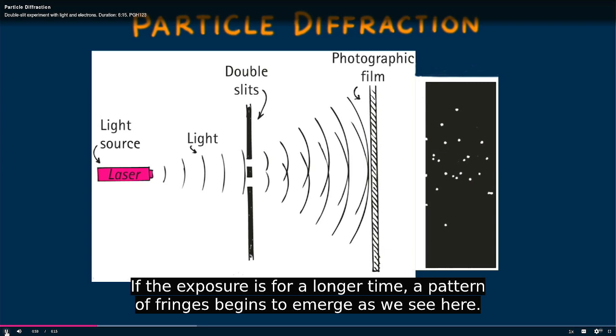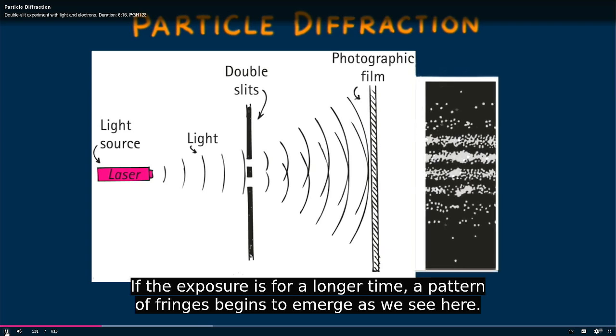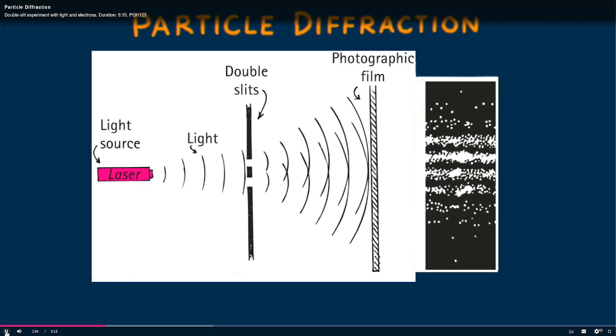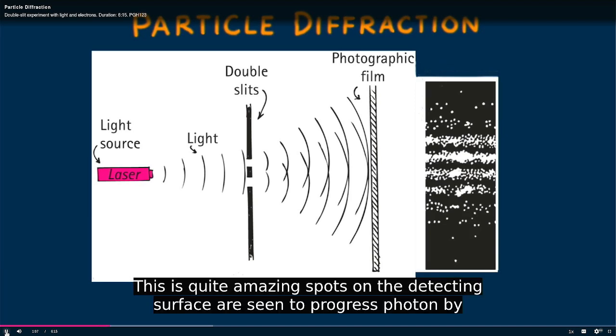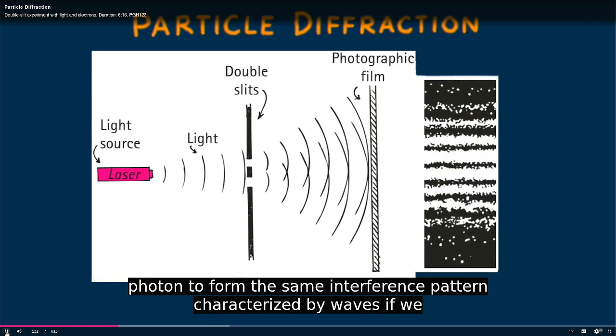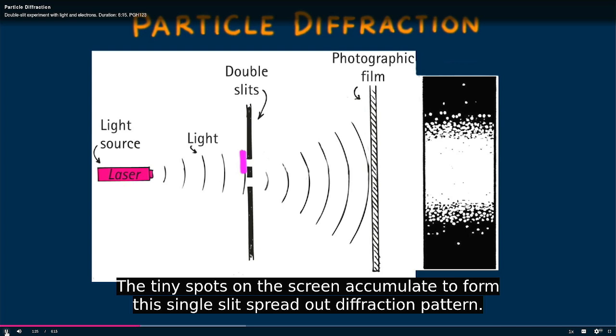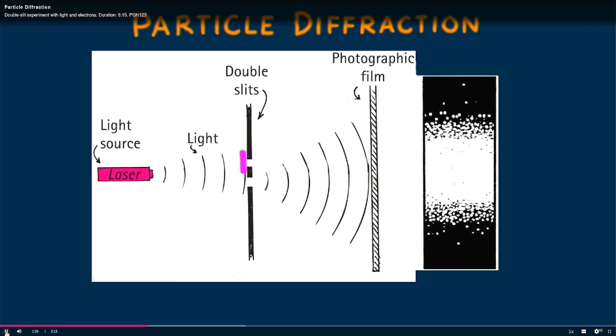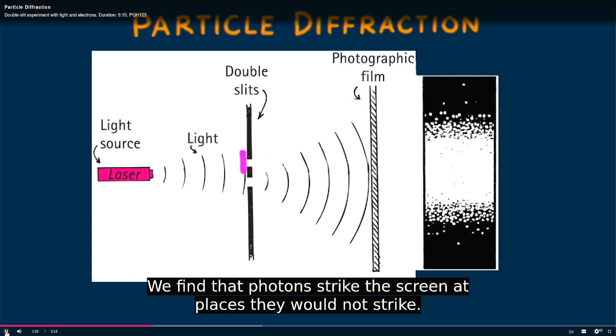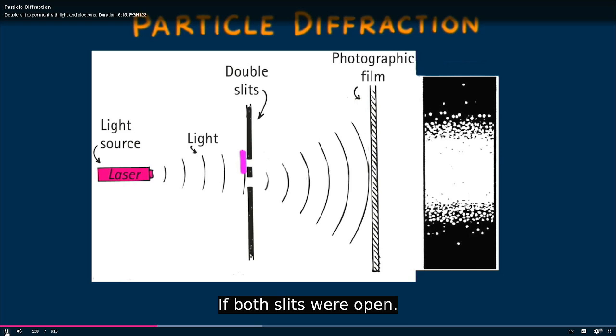If the exposure is for a longer time, a pattern of fringes begins to emerge, as we see here. This is quite amazing. Spots on the detecting surface are seen to progress photon by photon to form the same interference pattern characterized by waves. If we cover one slit so that the photons striking the screen can pass only through a single slit, the tiny spots on the screen accumulate to form this single slit spread out diffraction pattern. We find that photons strike the screen at places they would not strike if both slits were open.